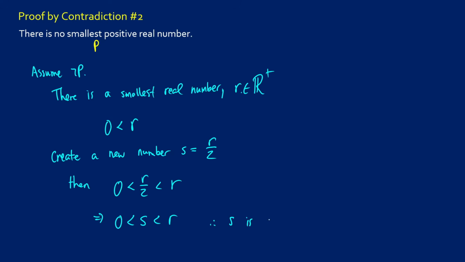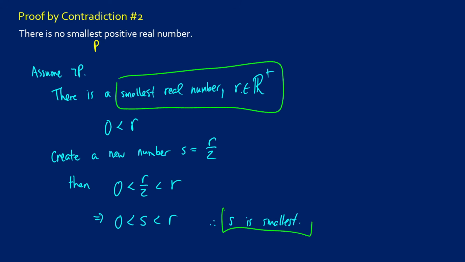Therefore, S is smaller. But here's the thing. We just assumed that R was the smallest real number, and then we just found a number S that was smaller. So we have a contradiction. R is no longer our smallest real number if we assume that it is, because we can create one that's smaller. Therefore, there is no smallest positive real number. And that is how we do a proof by contradiction.